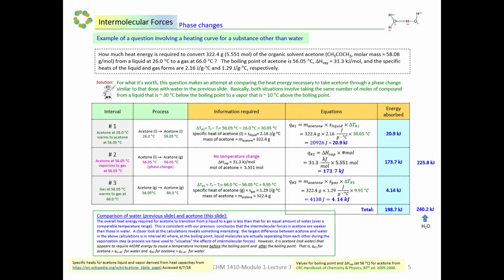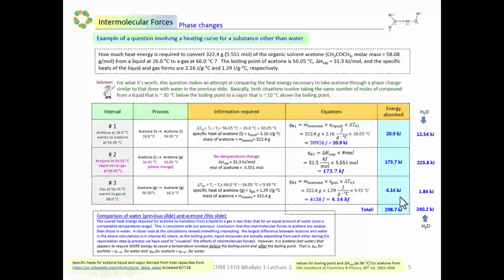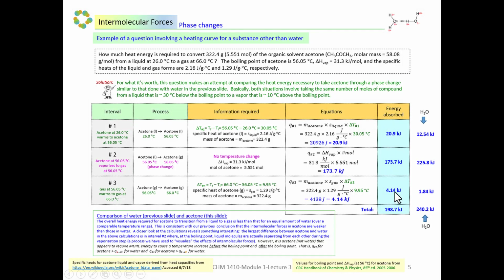Now, there is something else we need to point out here. Well, we don't have to point it out, but we're going to, is that it's actually acetone and not water that appears to require more energy to cause a temperature increase both before the boiling point. Notice water took less energy to get to the boiling point, and after the acetone is vaporized. So to heat up the vapor after vaporization required less energy for the water than for the acetone.